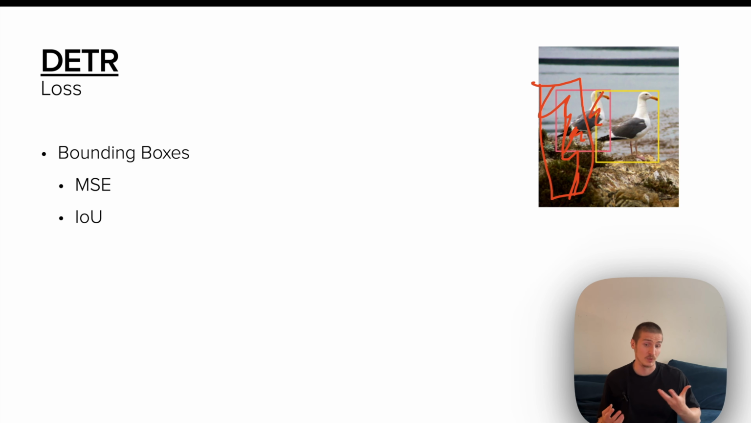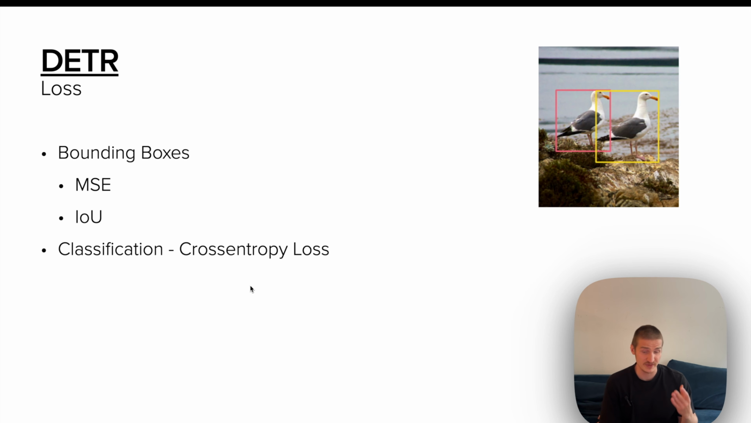So for small objects, it will work exactly the same way. Even though the objects are small, the ratios will stay the same, so it will work better for small objects. And then for classification, we use the typical cross-entropy loss between the predicted class and the ground truth class, as well as for the special no object class.